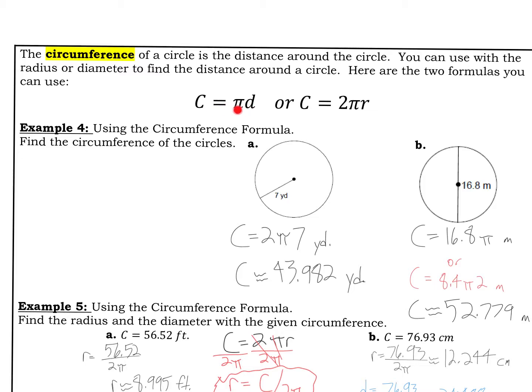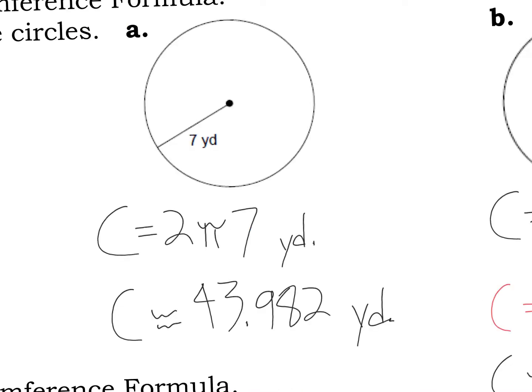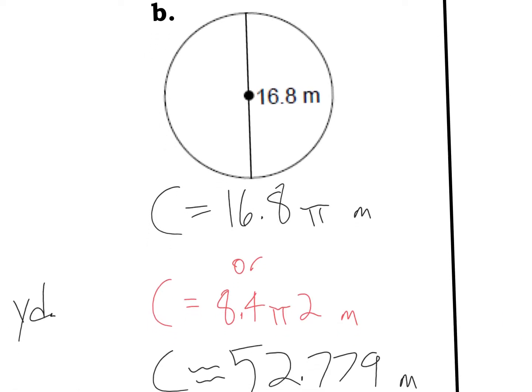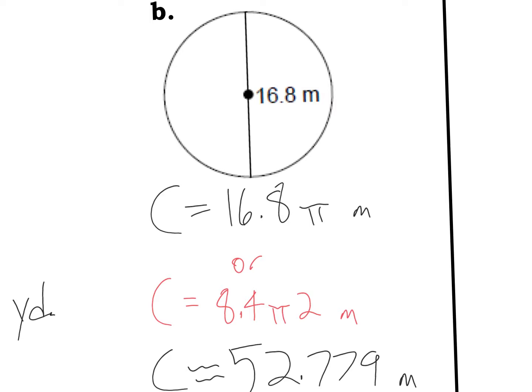And so the formula would be pi times diameter, or 2 pi r, since you have to multiply the radius times 2 to equal the diameter. So in this example, I have 7 for my radius. So I'm going to do 2 times pi times 7, and that'll get me approximately 43.982 yards. In this example, I'm given a diameter of 16.8 meters, so I can do 16.8 pi, or you could do 2 times pi times 8.4, cutting 16.8 in half.